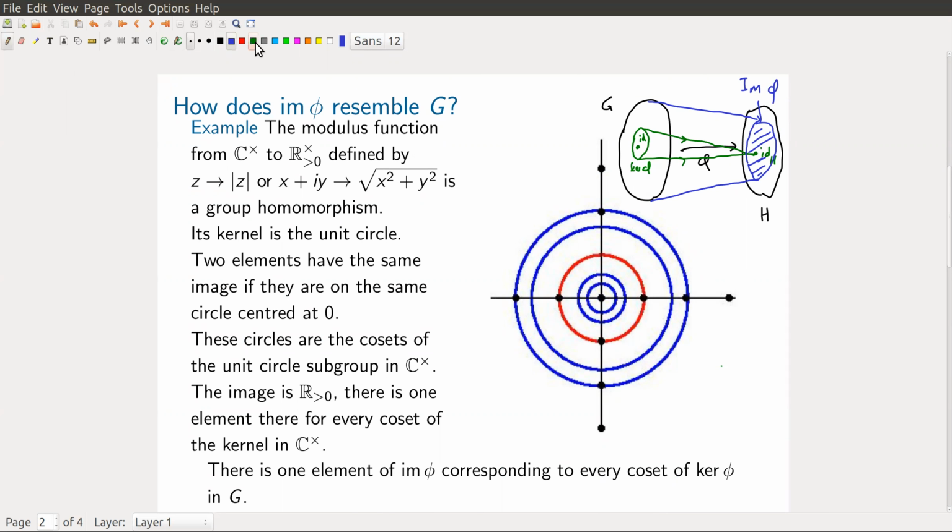You have this kernel consisting of the elements that get mapped to the identity. It's not the empty set. It does include at least the identity element of G. And you have the set of elements of H that are images under phi of the elements of G, and that's the image of phi. Okay, so in some sense then, the image of phi is a group. Every element in there comes from an element of G, according to a mechanism that translates the group operation of G to the group operation of H, and in particular the group operation of the image of phi, which is a subgroup of H. So the image of phi is some sort of copy of G over in H.